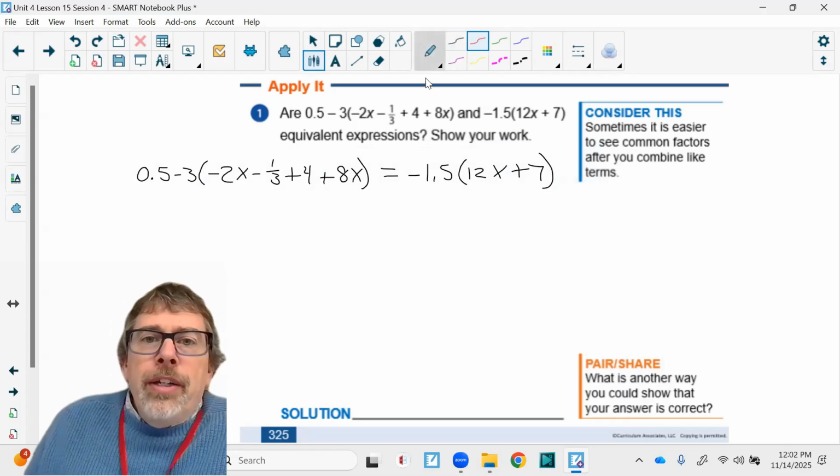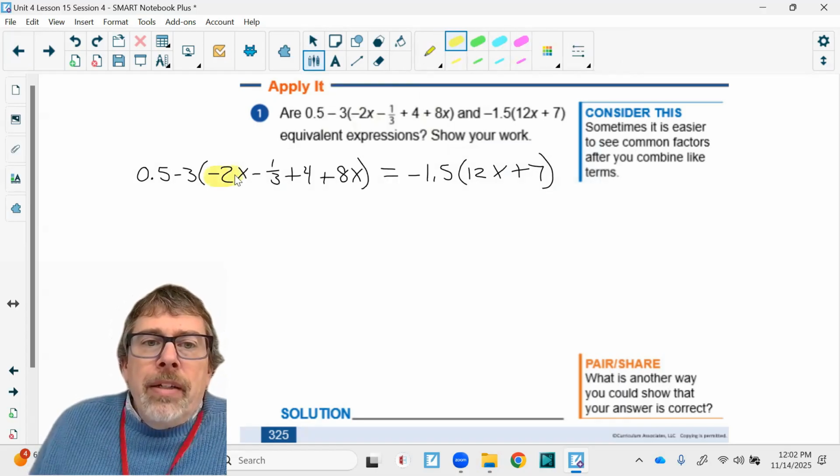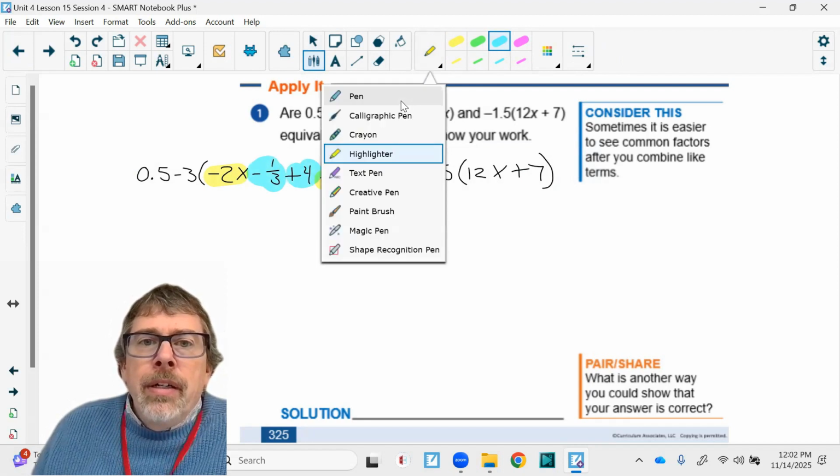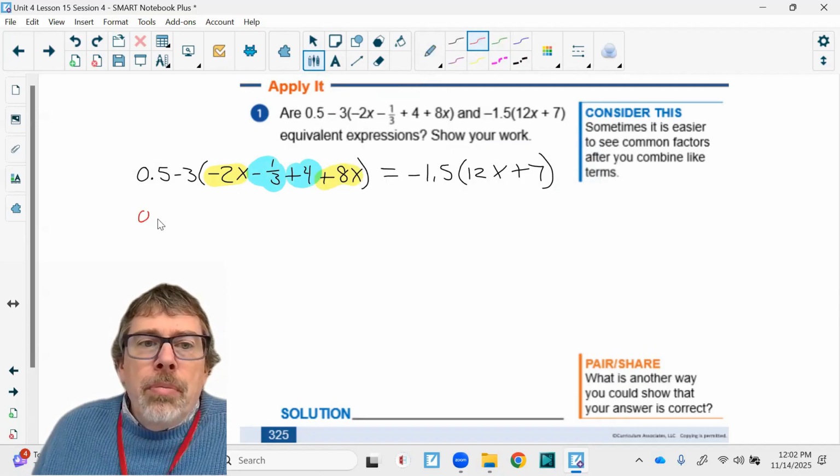All right. Before I do the distributive property, I'm going to combine like terms. There's an x. There is an x. This is a binomial. Nothing can be done there. So I'm going to leave that for now. But I do have a constant here and another one here. So this is going to become 0.5 minus 3 times, and negative 2x plus 8x is 6x. And negative 1/3 plus 4, 4 minus 1/3, is a positive 3 and 2/3. Okay?